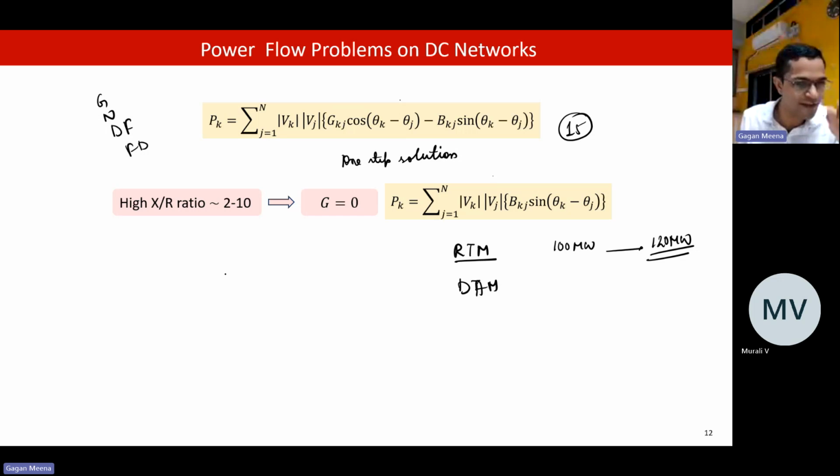The entire time block is 15 minutes, but we have to do it within 1 minute. Within 1 minute, I want to know how much each generator should generate, what will be the line flow, everything. And there are so many generators, so it has to be very quick. In that case, the bid matching uses this DC power flow.